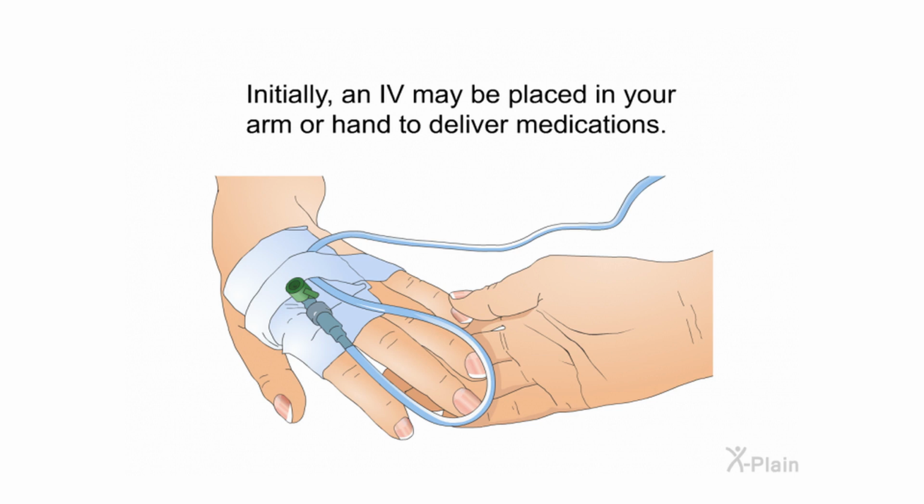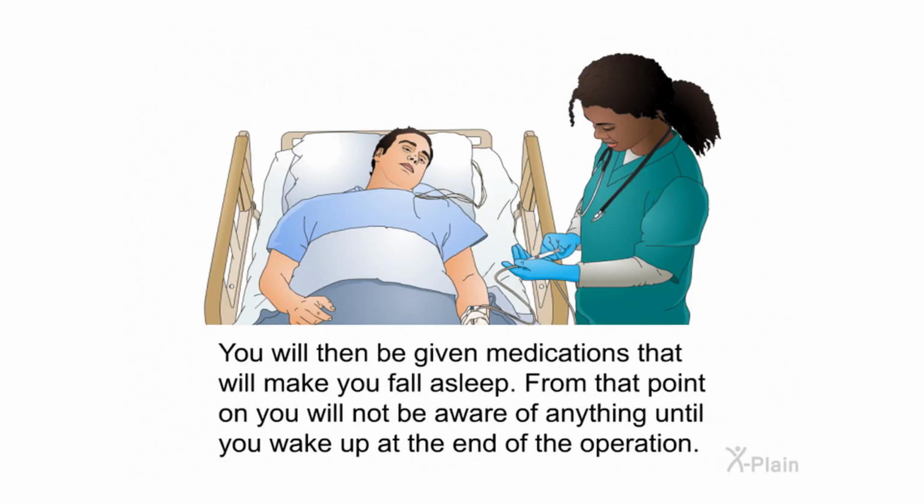Initially, an IV may be placed in your arm or hand to deliver medications. You will then be given medications that will make you fall asleep. From that point on, you will not be aware of anything until you wake up at the end of the operation.